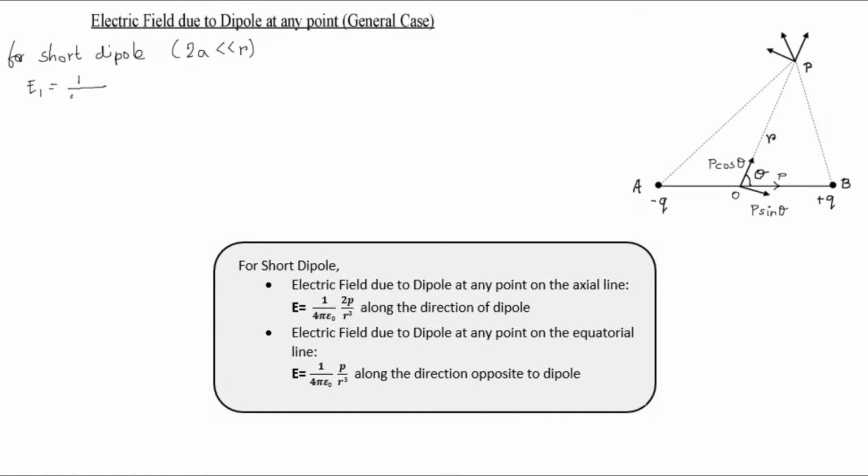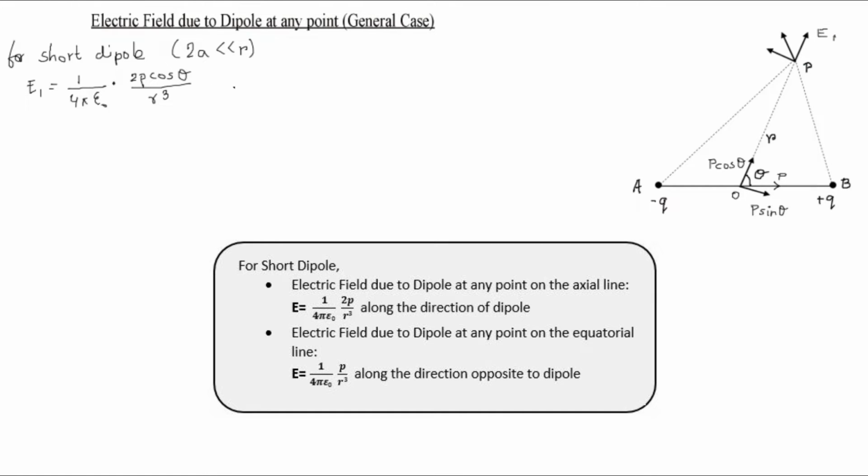So it becomes 1 by 4 pi epsilon naught. The formula was 2p by r cube. Here it will be 2p cos theta by r cube, since the dipole moment is p cos theta. Now the direction: as we also derived earlier, for the axial line the direction of the electric field is in the same direction as that of the dipole. So this becomes E1 and the direction is like this, right?